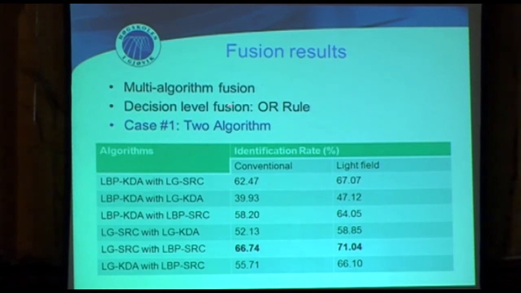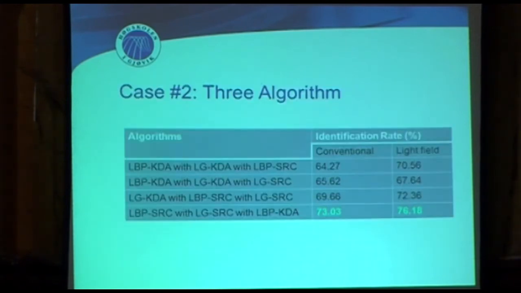Since we have 4 algorithms, we thought of doing fusion. So this is a multi-algorithm fusion. The fusion is carried out at the decision level using the OR rule. First we start with the 2 algorithm fusion, so we have 6 different combinations. Here also it can be observed that the performance of the light field camera is much better than the conventional camera. And in the case of the next, 3 algorithm fusion, here also a similar situation can be observed. At least a 4% gain is noticed.